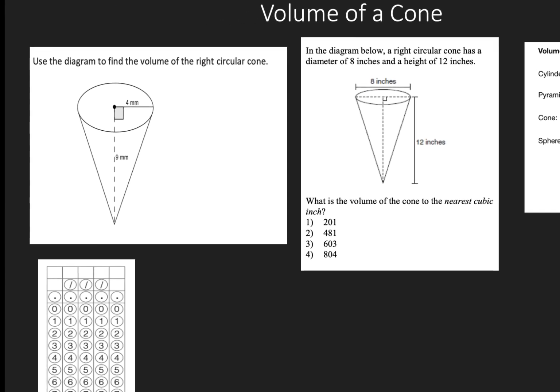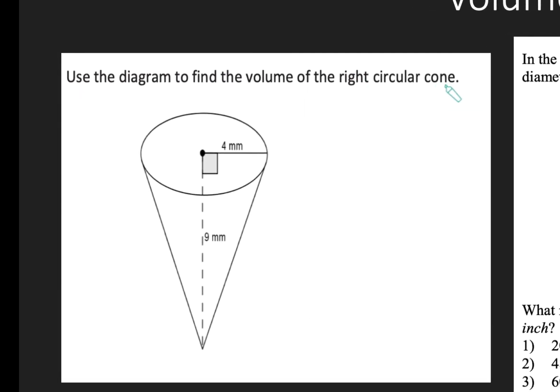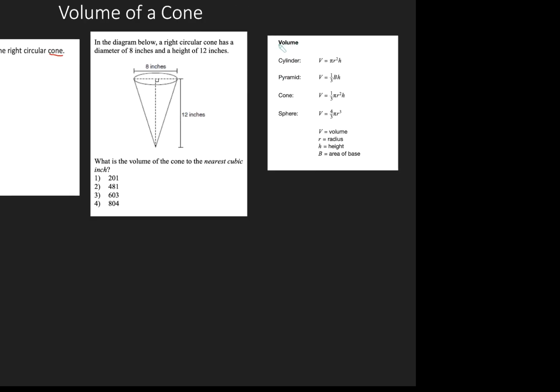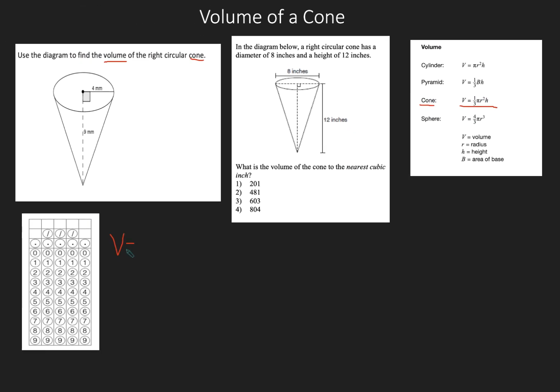Our first problem says to use the diagram to find the volume of the right circular cone. The keyword here is volume. That should send you straight to your mathematics reference sheet. They told us the shape was a cone. So when you go to your reference sheet, here's volume, here is cone, and here is the associated formula. V equals 1 over 3 pi radius squared times height.